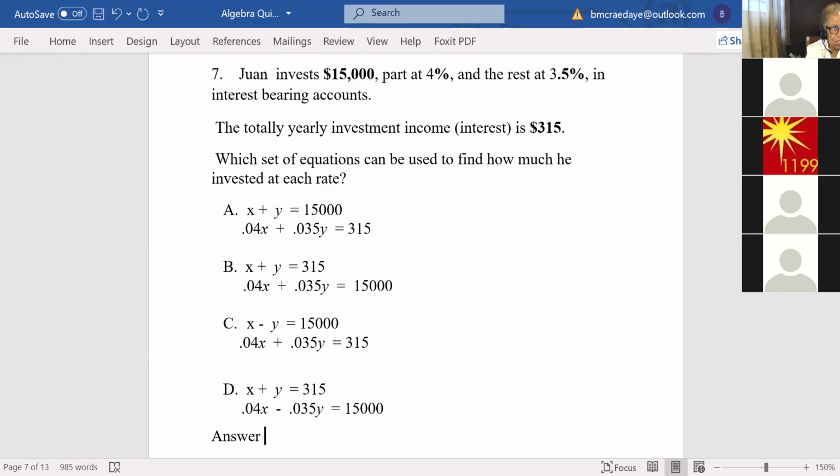15,000 is how much he's investing, right? So that 15,000 is divided among 2 parts, right? So if we say X is one part, then Y is the next part. That would give you X plus Y as 15,000 right here. In other words, X amount plus Y amount invested is equal to a total of 15,000.